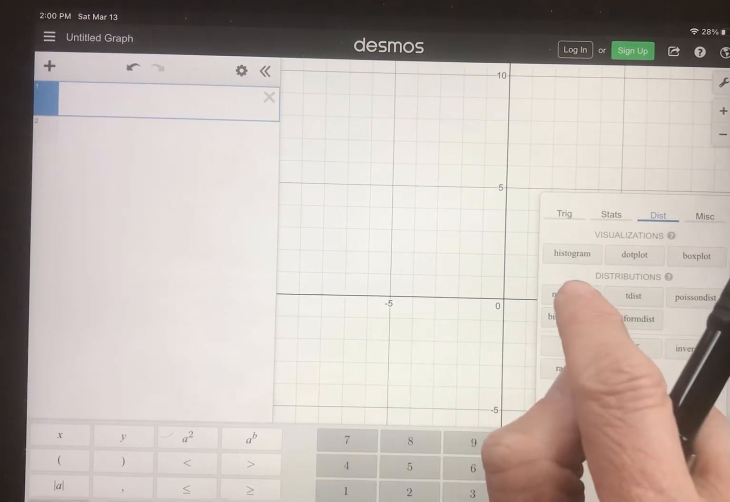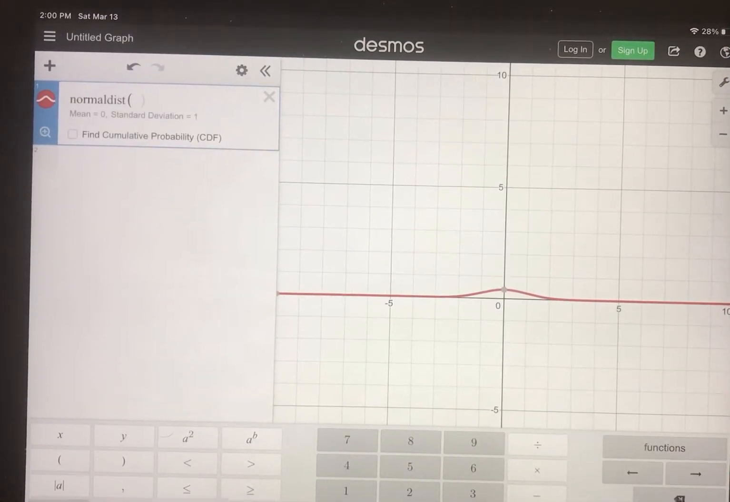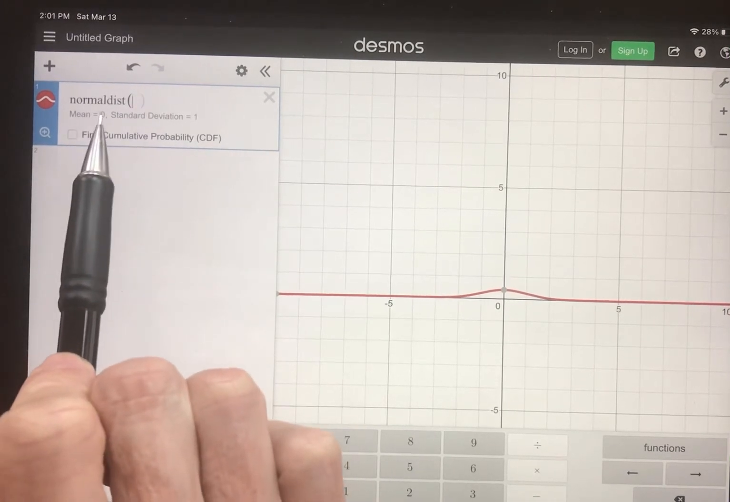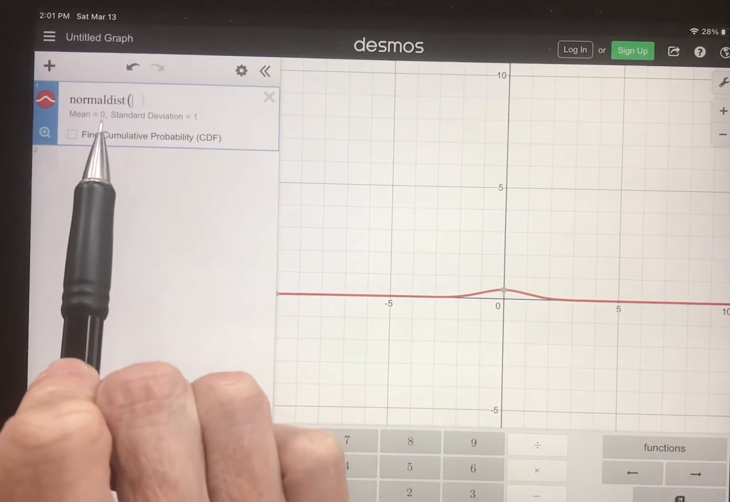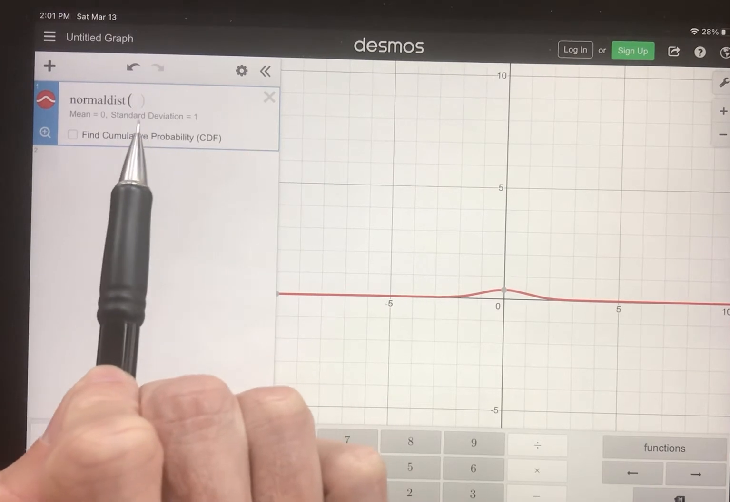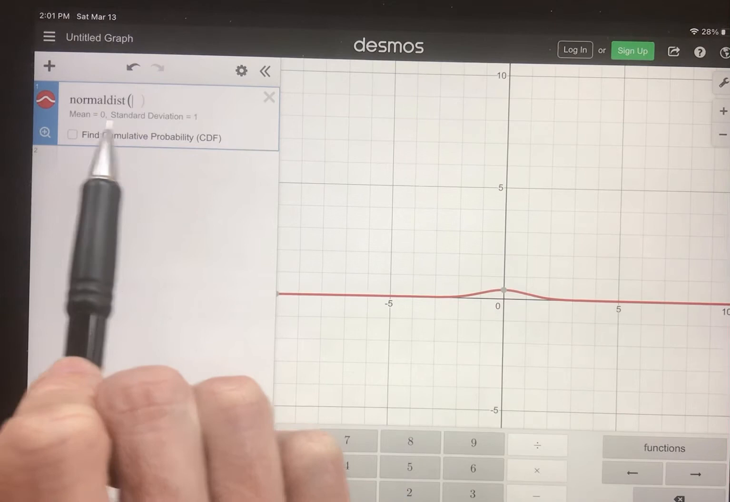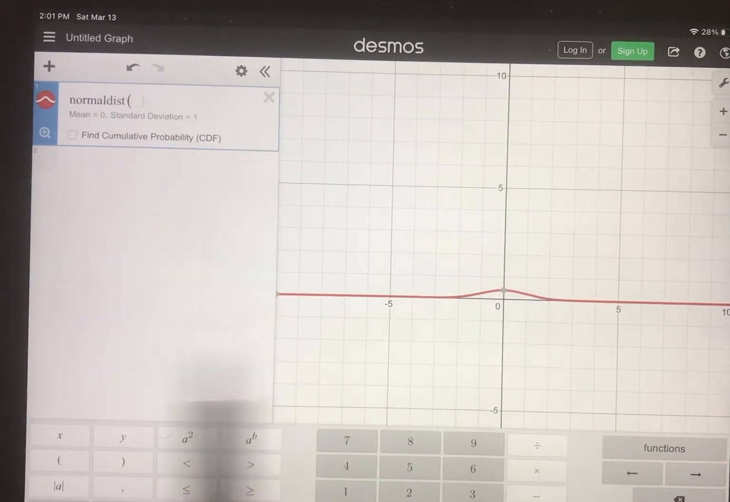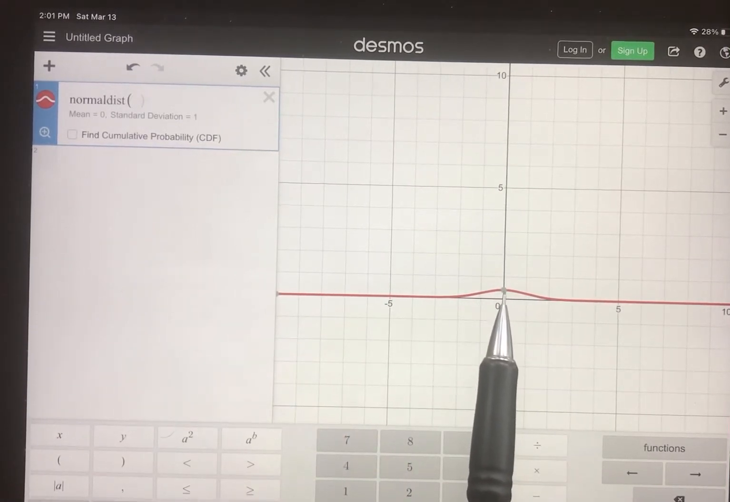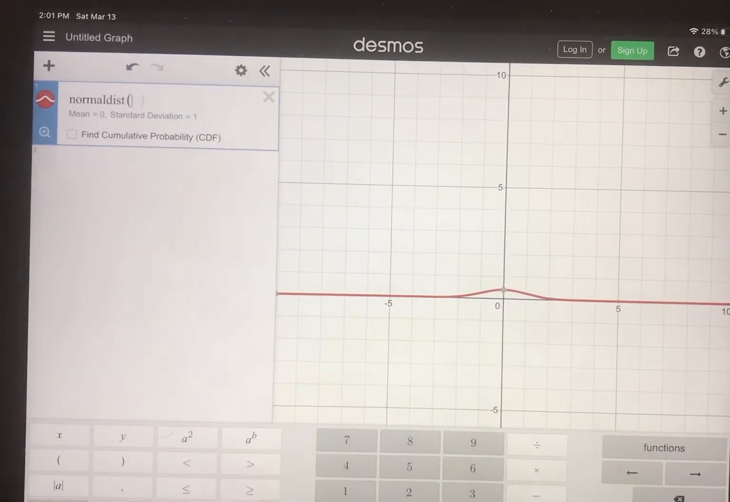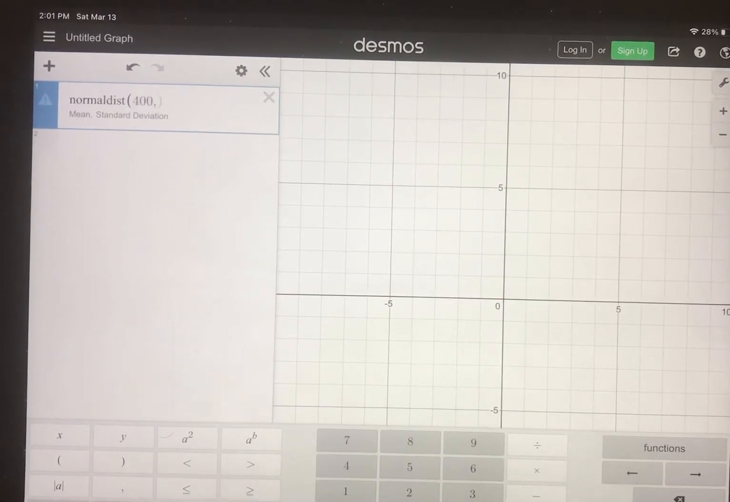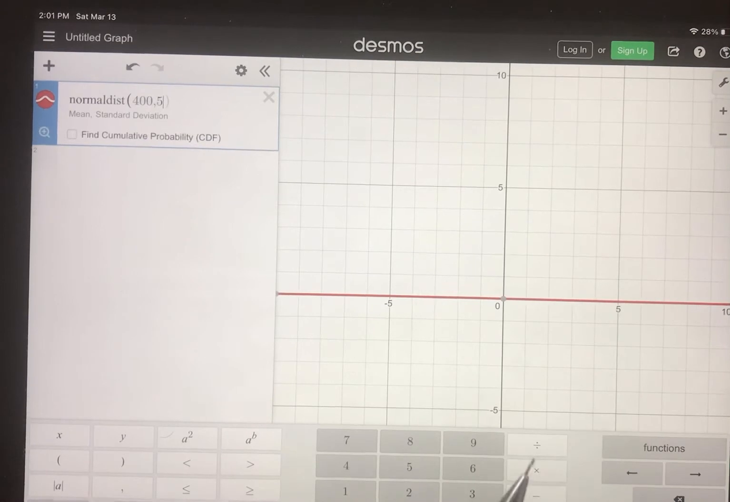The first button will press normal distribution. And it tells you that you want to put in the mean, comma, the standard deviation. Currently what you see here has a mean of 0 and a standard deviation of 1. That's the reason it's sitting here right at 0. Let's put ours in. We have a mean of 400 days. We're going to type in 400, comma. Our standard deviation is 50 days. And I'll close the parenthesis.